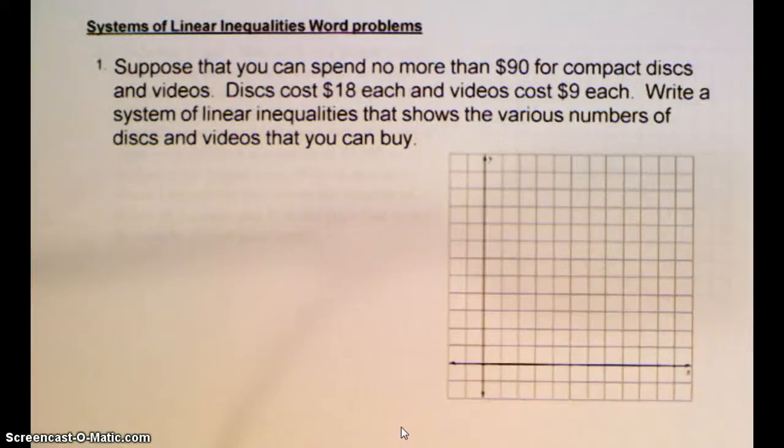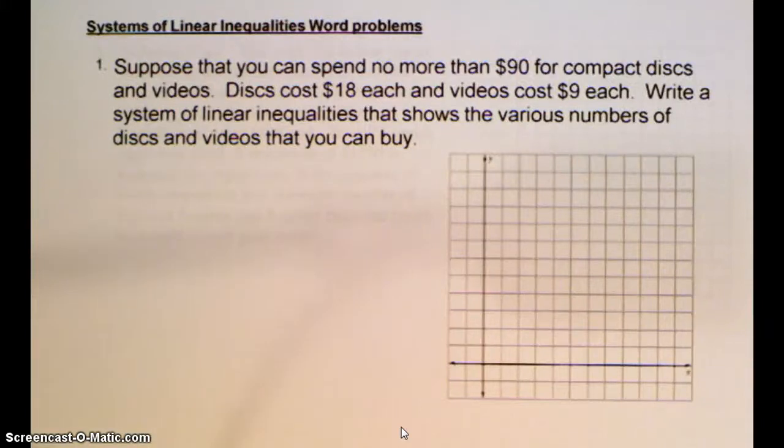Suppose you can spend no more than $90 for compact discs and videos. Discs cost $18 each and videos cost $9 each. We're going to write a system of linear inequalities that shows the various numbers of discs and videos that you can buy.